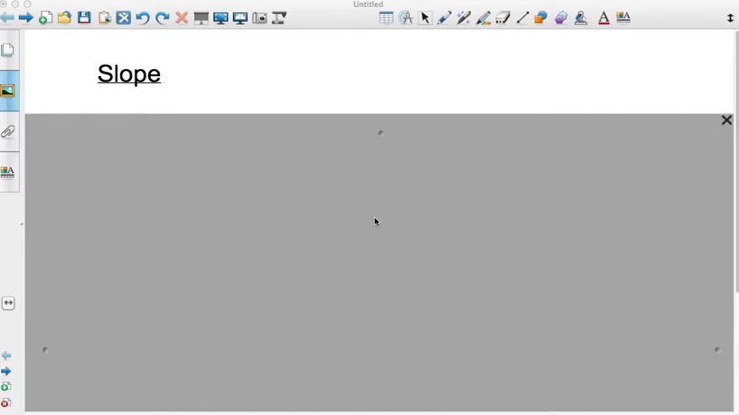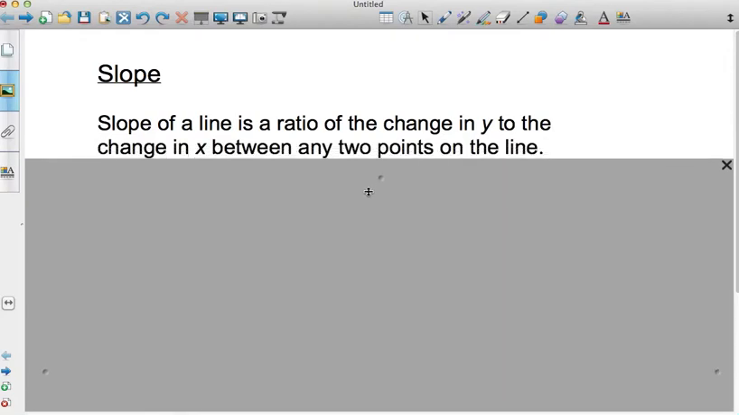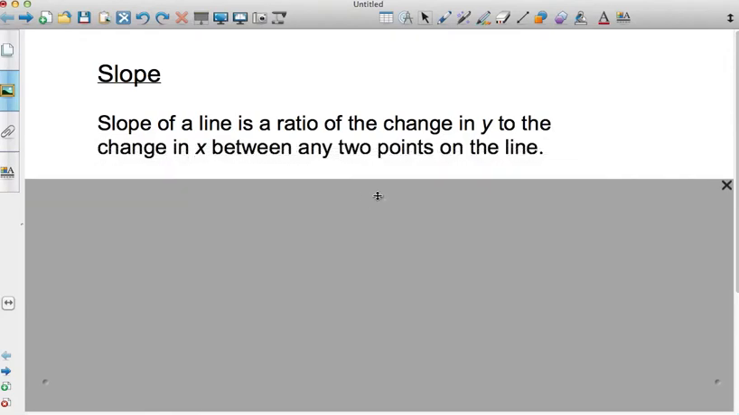I'm going to give you a definition of what slope is called, and then in the next few days we're going to learn a different name that comes with slope. So right now, first what you need to know is: slope of a line is a ratio of the change in y to the change in x between any 2 points on the line. Whew, that's kind of a mouthful. Right now, just go ahead and get that copied down. Remember, you can pause it if you need to.